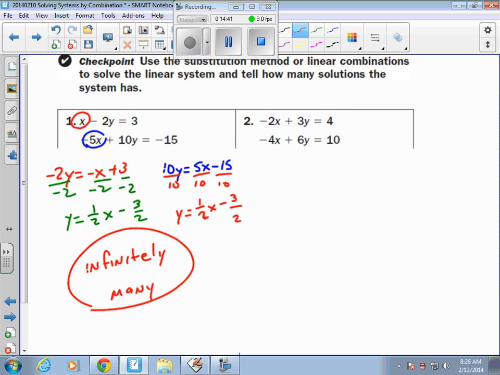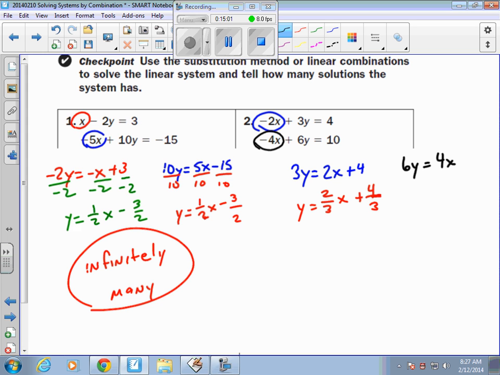Let's look at number 2 real quick. Move them both over. Negative 2x becomes 3y equals positive 2x plus 4. Divide by 3 on both sides. Y equals 2 over 3x plus 4 over 3. You have to divide both terms. Do the same with the other equation. Move negative 4x over, it becomes 6y equals positive 4x plus 10. Divide by 6 on both sides, y equals 4 divided by 6, which is going to be 2 over 3x. And then 10 divided by 6 is 10 over 6, which is plus 5 over 3.